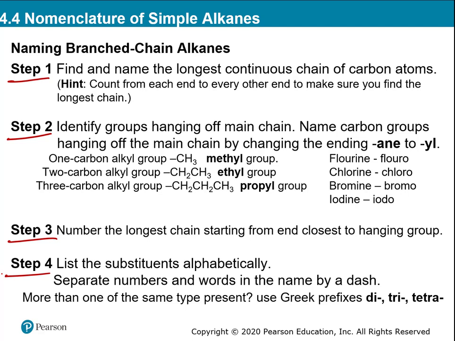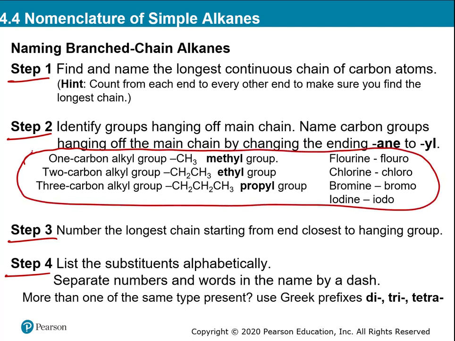Then I want to identify groups that are hanging off. And I will tell you, these are the only ones, and honestly, we don't use propyl very much. These are the only ones that we are going to worry about. If there's just a single carbon, a CH3 hanging off, that is a methyl. You just use YL because meth means one carbon, YL because it's a hanging group. 2 carbons hanging off, so it would have to be a CH2CH3, 2 carbons hanging off as a single chain is an ethyl. 3 carbons hanging off would be a propyl. Almost never do that, okay?